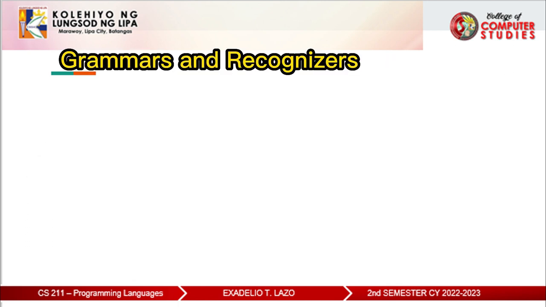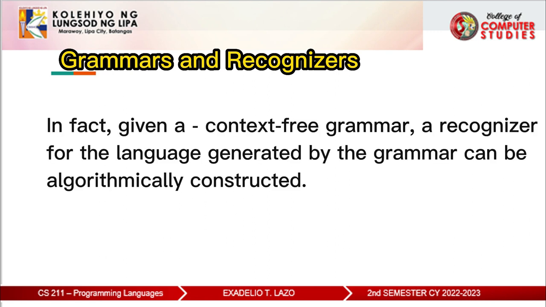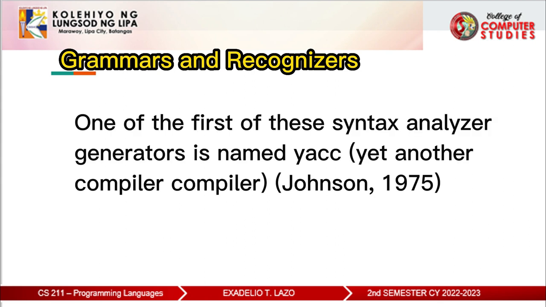Grammars and recognizers. Earlier this chapter, we suggested that there is a close relationship between generation and recognition devices for a given language. In fact, given a context-free grammar, a recognizer for the language generated by the grammar can be algorithmically constructed. One of the first of these syntax analyzer generators is named Yacc, Yet Another Compiler Compiler, Johnson, 1975. There are now many such systems available.